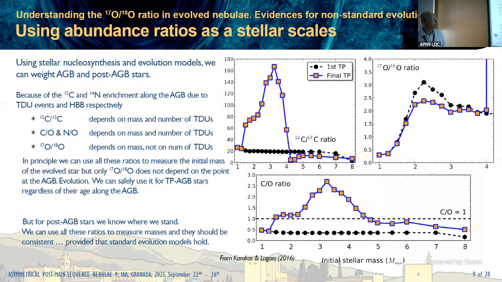So at some point, we decided to go and try the same with post-AGBs, because in the case of post-AGBs, we already know that we are going to be in this position in the abundances predicted by the end of the AGB. So we can compare masses derived from the 12C to 13C ratio, the 17O to 18O ratio, and even the carbon to oxygen ratio. So we can compare all these three things if we manage to do that, and see whether all these results are consistent.